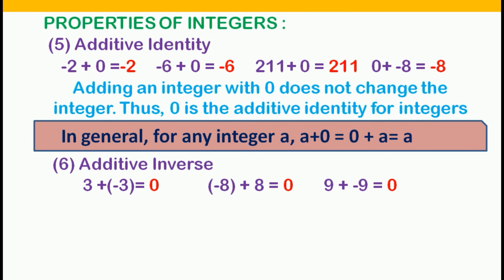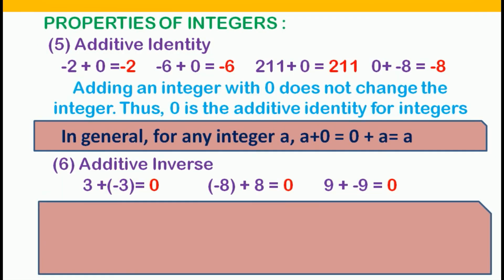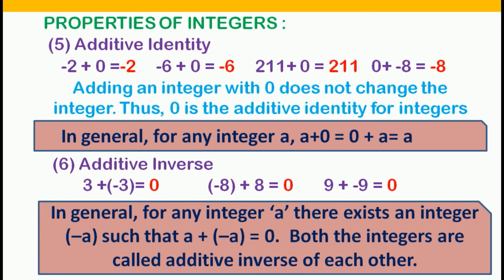When we observe these examples carefully, for any integer a, there exists an integer minus a such that a plus minus a is equal to 0. Both the integers are called additive inverses of each other. The additive inverse of 3 is minus 3. The additive inverse of minus 3 is 3. Only the sign changes, no change in the value.